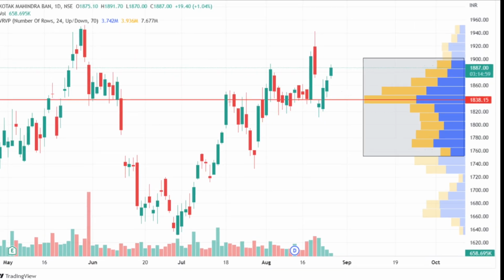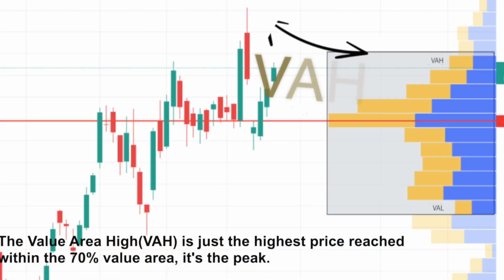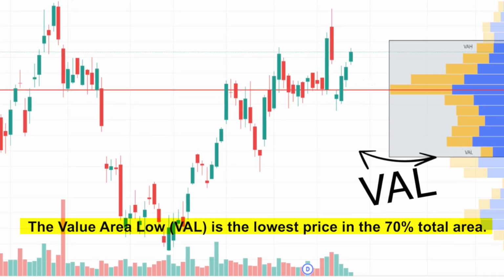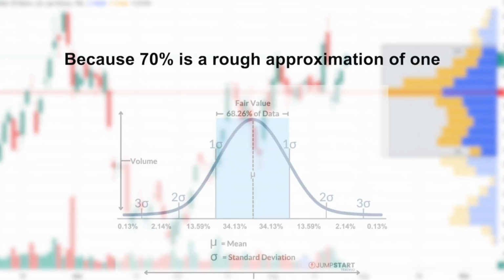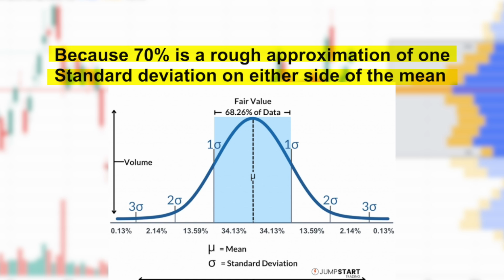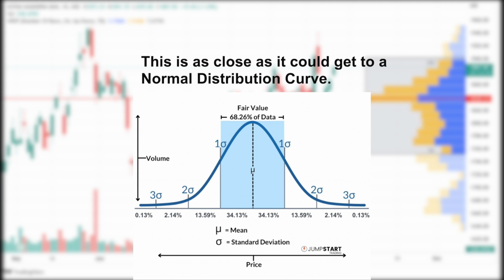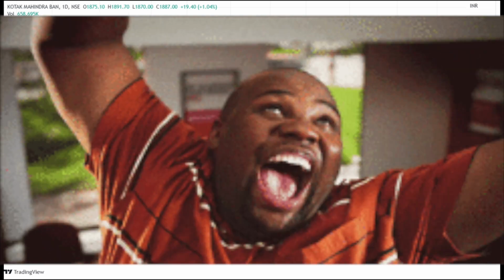Next is the value area high, or VAH, and it's basically just the highest price that was reached within the 70% value area. The value area low, or VAL, is the lowest price in the 70% total area. And why 70%, you ask? Because 70% is a rough approximation of one standard deviation on either side of the mean. So this is as close as it's going to get to a normal distribution curve. These high and low value areas are really going to come in handy for support and resistance strategies a little bit later on.